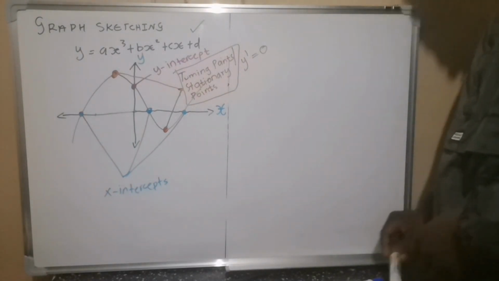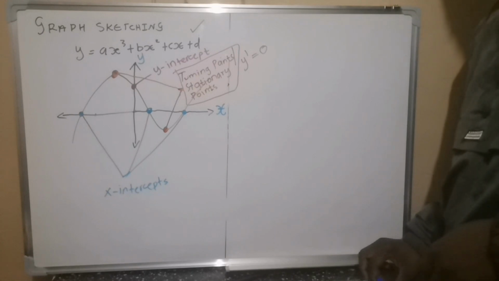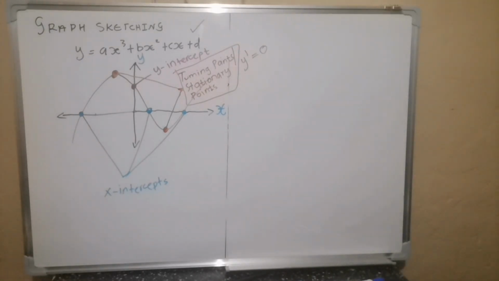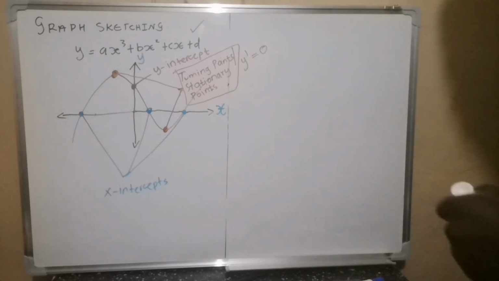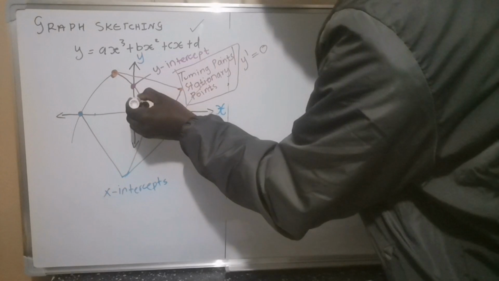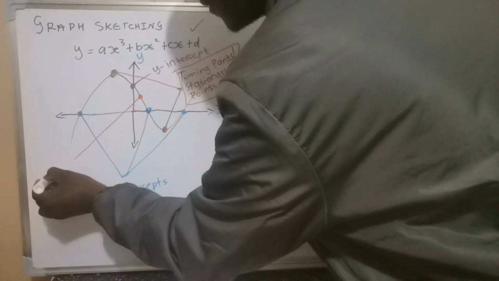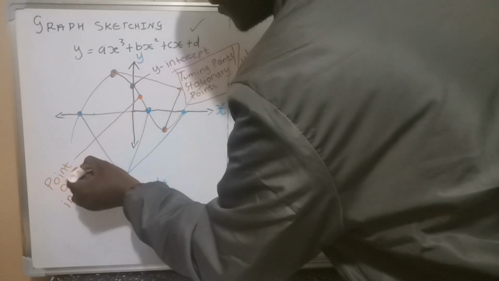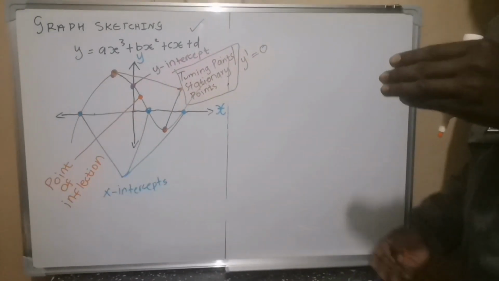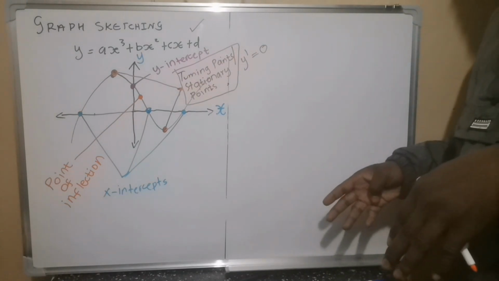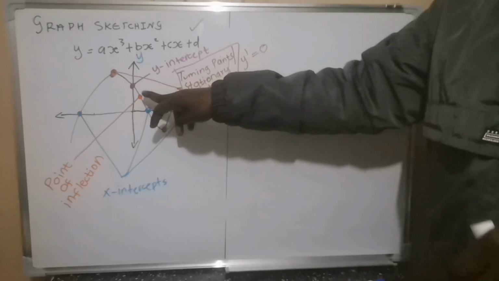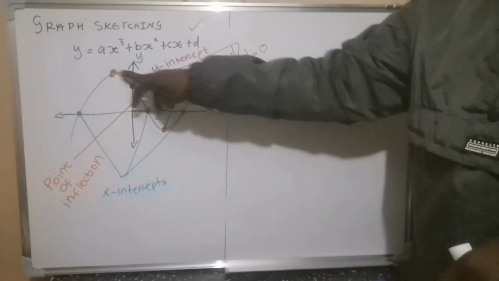Guys, now this equation again has got a point of inflection. In the middle here, we've got the point of inflection. That's when we want to talk about concave down, concave up, and stuff like that. Concave up starts here. Concave down starts from this point of inflection again, and it goes down.